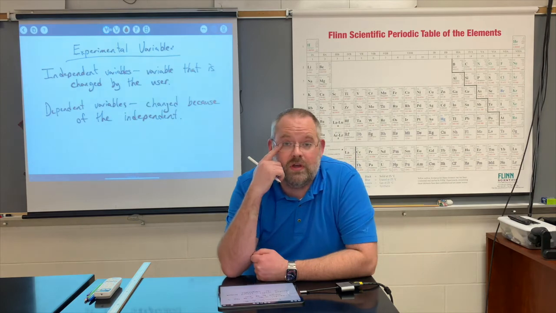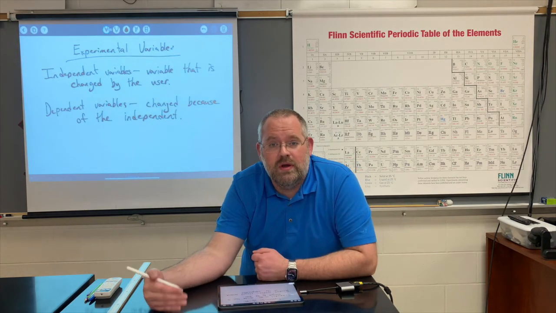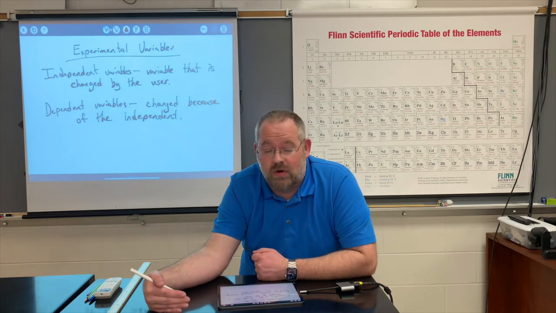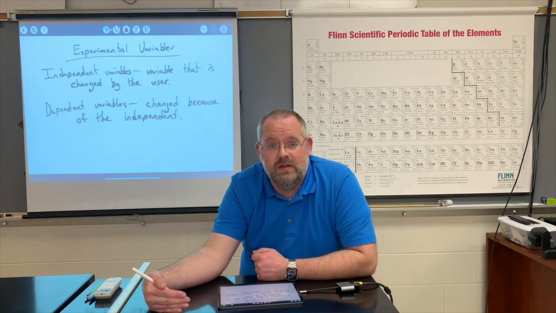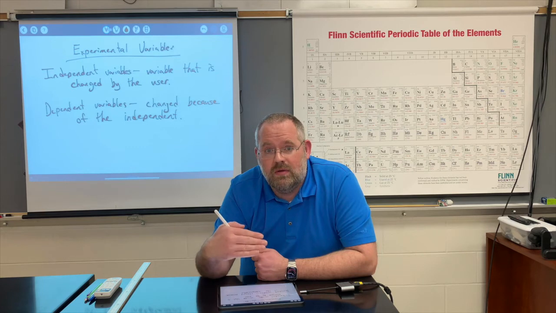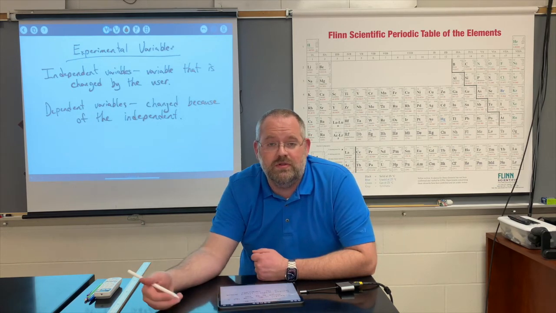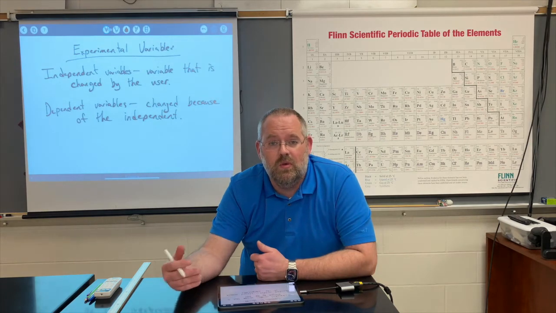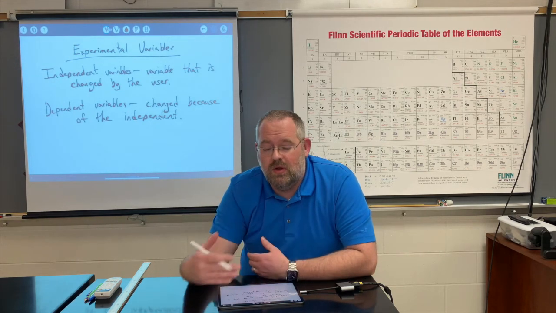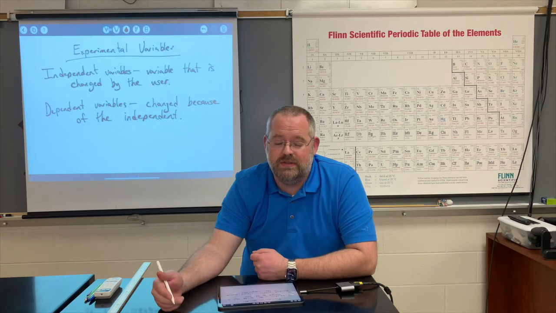So if I'm controlling an experiment and I change one aspect of that experiment, like growing plants, if I change how much water the plants get, then how tall the plants get is going to be the dependent. The water is going to be the independent. So what I change is the independent. What changes in the experiment is the dependent.